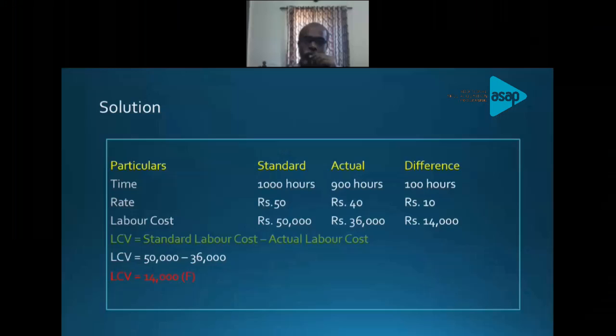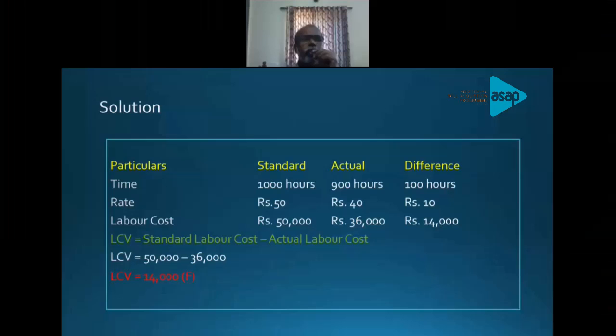And the wage rate: standard wage rate was 50. We have fixed standard wage rate as 50, but actual wage rate is only 40. So there also there is a difference, that is rupees 10 per hour, the difference between standard wage rate and actual wage rate. So naturally look at the labor cost. Labor cost is hours into rate.